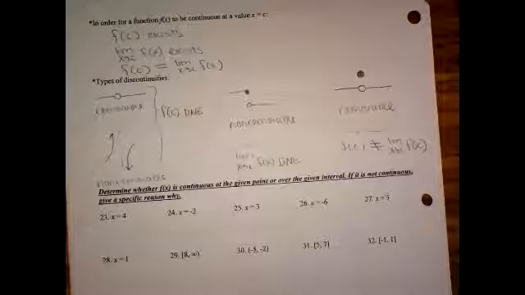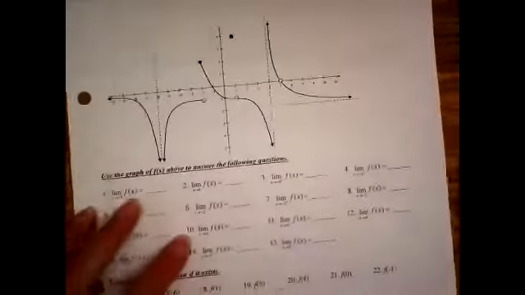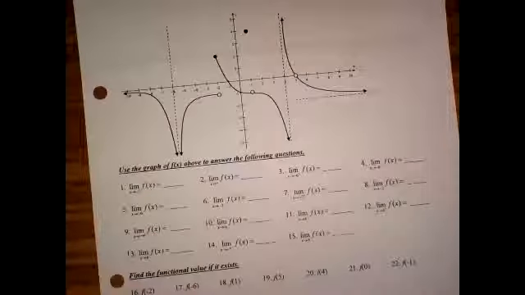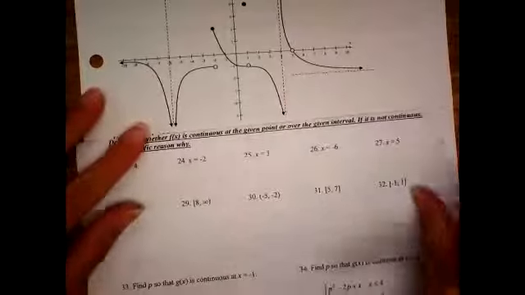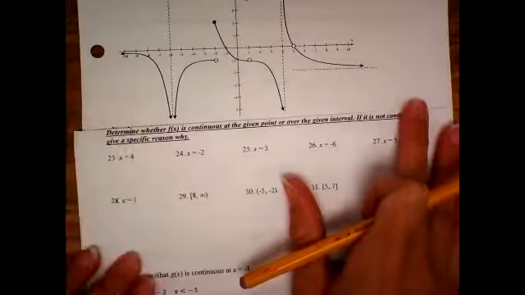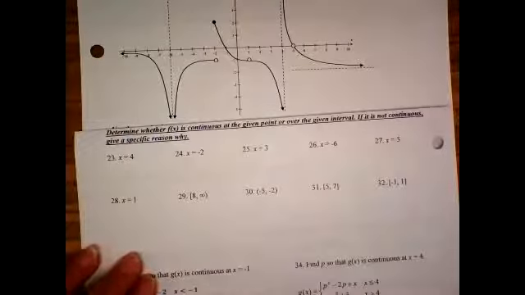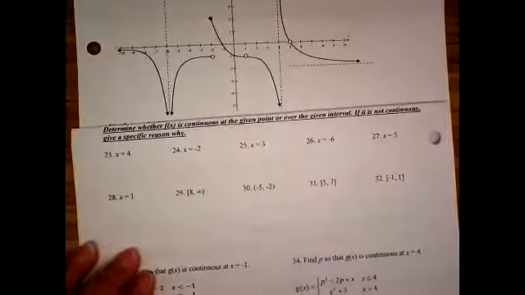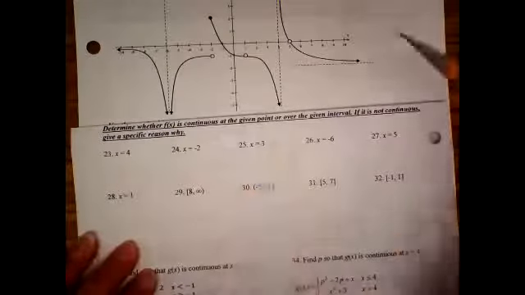All right, so for these, we're going to use that same graph that was on the other side. I'm going to put this up here so that you guys don't have to keep flipping your paper over to see it. Now, these are yes or no questions. Are we continuous or not? And if it's a no, we're going to say why.